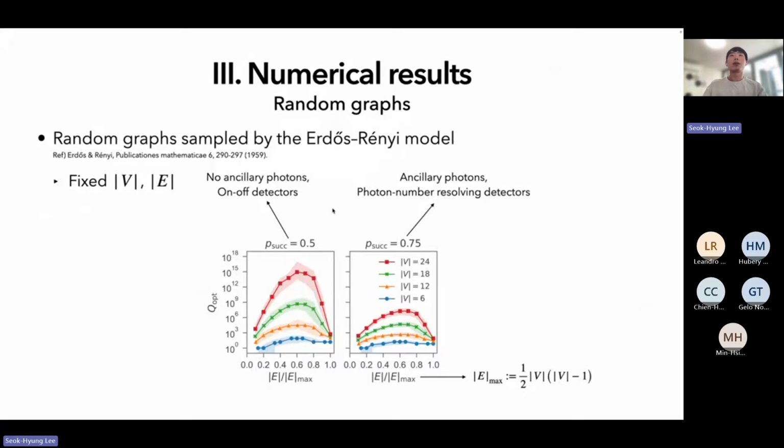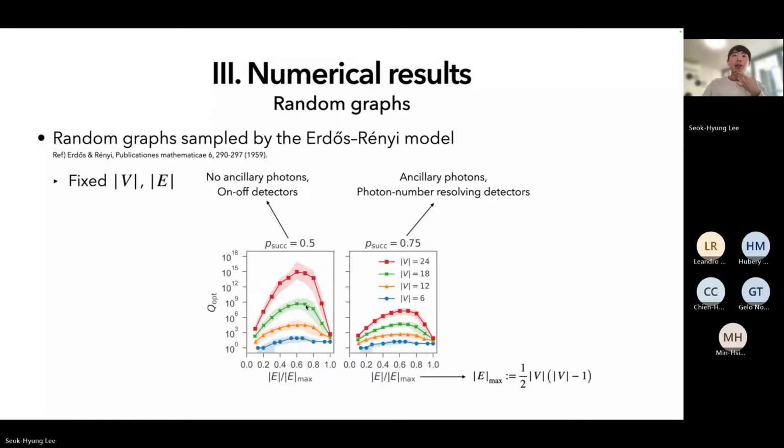Let's move on to some numerical results. We first did some analysis on random graphs with a fixed number of vertices and edges. This graph shows the resource cost against the number of edges. Actually, this is the ratio of the number of edges to the maximum number of edges. Each line corresponds to a different number of vertices, and these two correspond to different fusion success rates. I'd like to note that this 50% success rate can be accomplished without any ancillary photons, using only on-off detectors, while this one can be reached by using some ancillary photons and photon-number-resolving detectors.